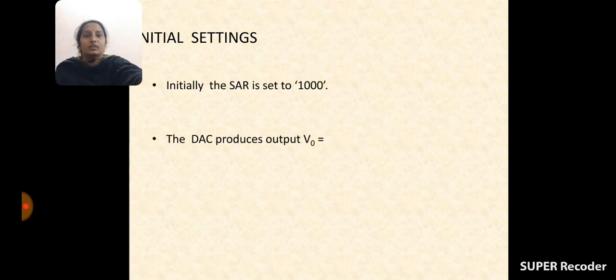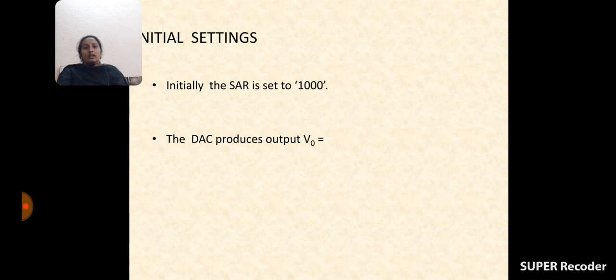Already I told you what the initial settings are here. Initially the SAR is set to 100. In the previous one, a BCD counter is reset, but here it is set. There the counter is reset; here the successive approximation register is in set condition. The output of the counter was 000 in the previous one; here the output of the successive approximation register is 1000.